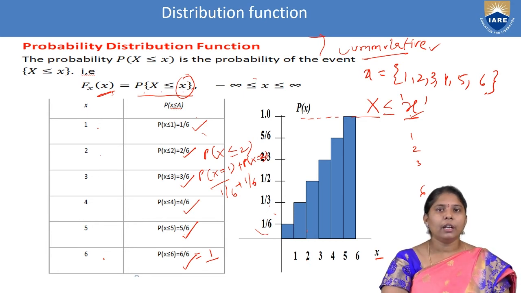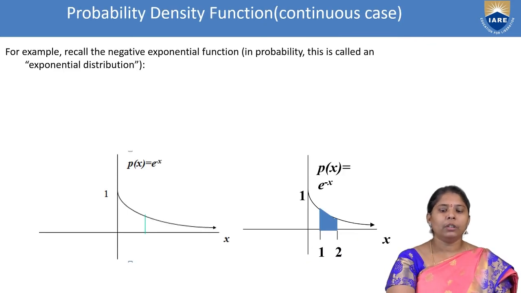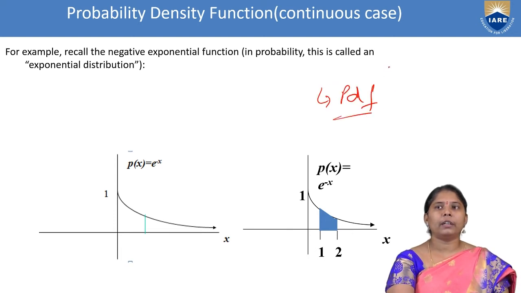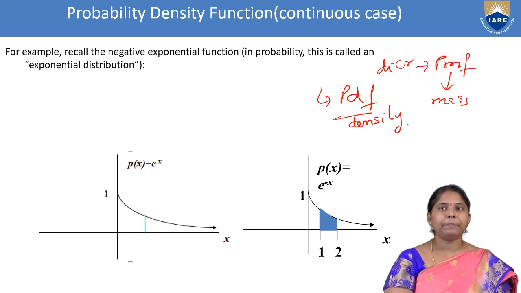Now let us see continuous random variable. In continuous random variable, the density function is named as probability density function, PDF. For a discrete case, it is called as probability mass function, but in the continuous case, we call it a density function. Now see the example here.